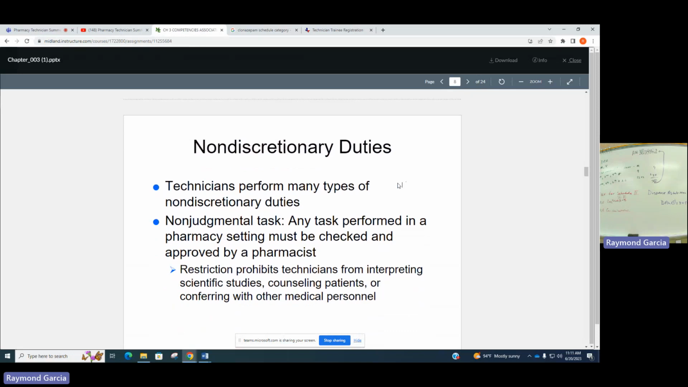Non-discretionary duties. Technicians perform many types of non-discretionary duties. Non-judgmental tasks. Any task performed in a pharmacy setting must be checked and approved by a pharmacist. Restrictions prohibit technicians from interpreting scientific studies, counseling patients, or conferring with other medical personnel. That has to do with over 90, whatnot.